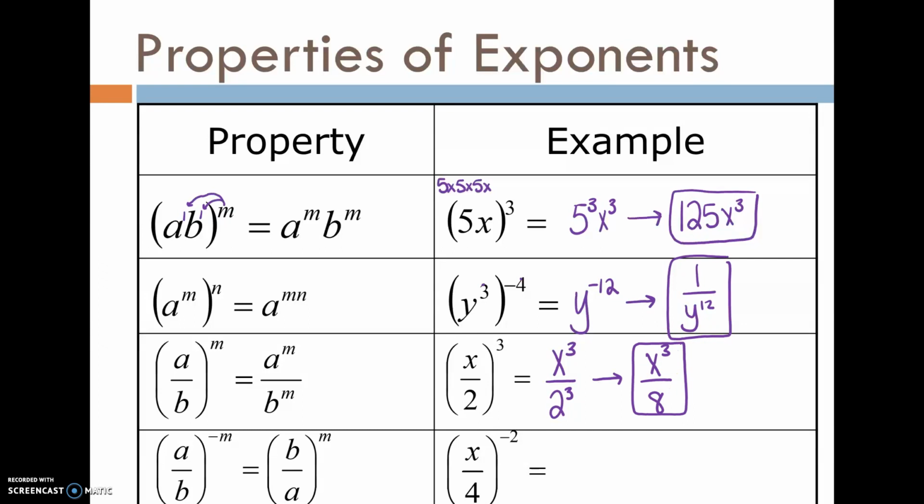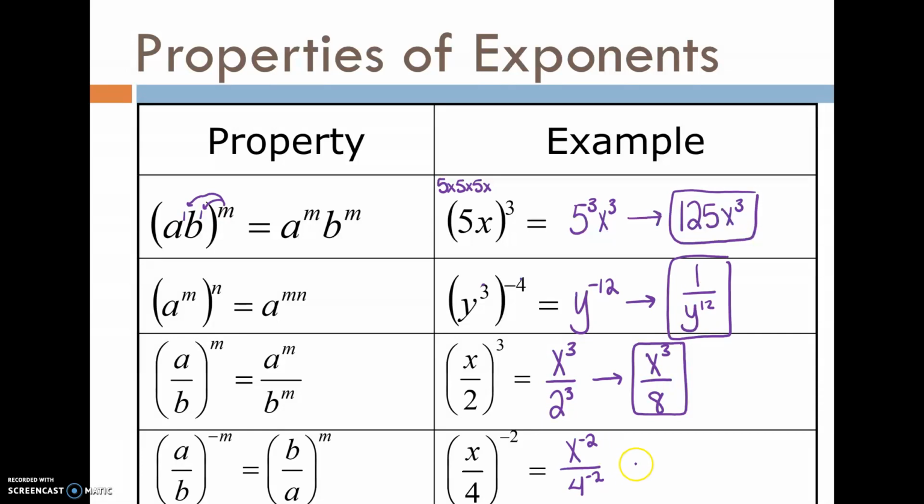This last line is just like the third line. We have x to the negative 2 over 4 to the negative 2. It's how we finish this problem that makes the difference. Can we leave our answer with negative exponents?